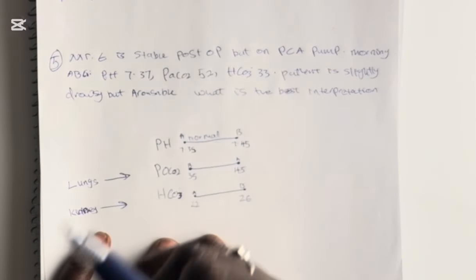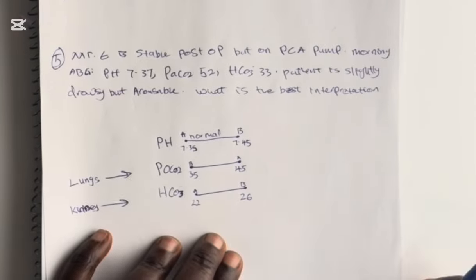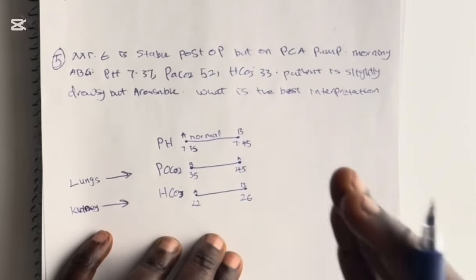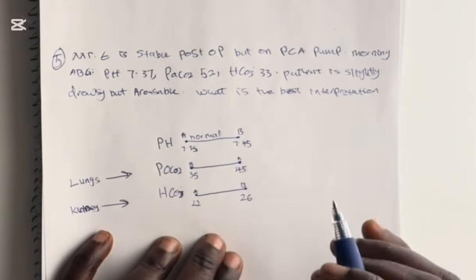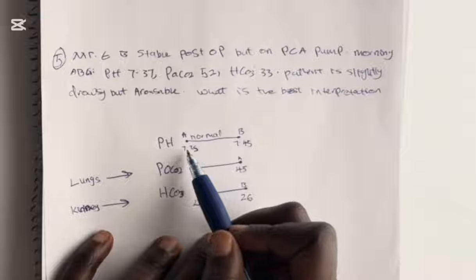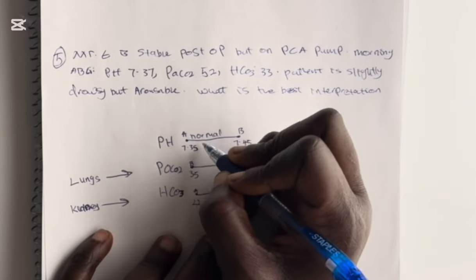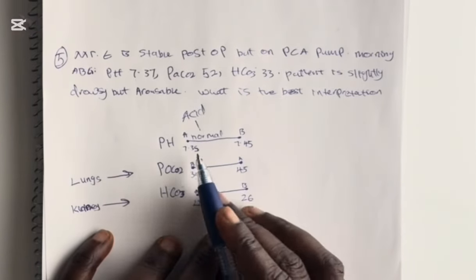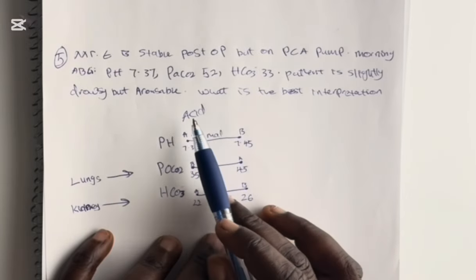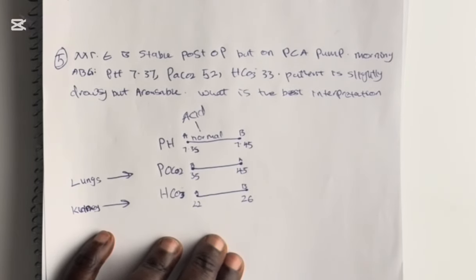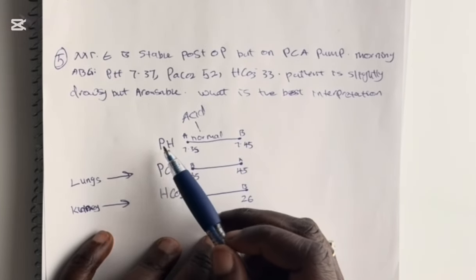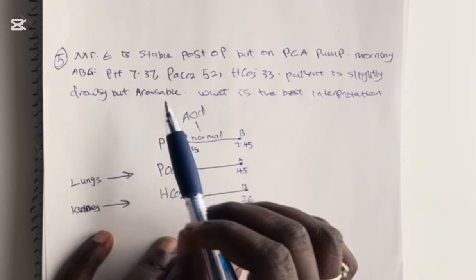Now, we're not done yet. We have to pair the pH with either the lungs or the kidney to be able to interpret it. Even though the pH is normal, what side is it leaning towards the most? Our pH is leaning towards the acid area more. So even though it's within the normal range, we'll put acid, because this is the acid side, this is the base side. This is a very tricky question. So we have our pH on the acid side because 7.37 is closer to the acid side.